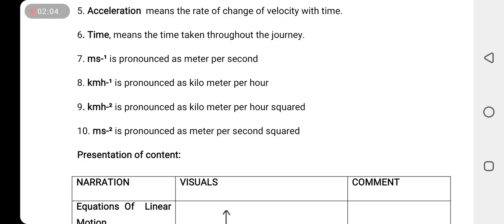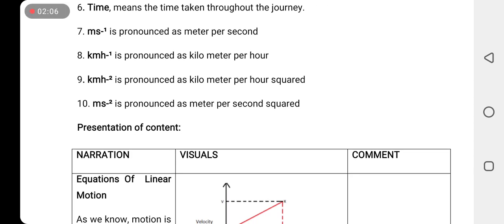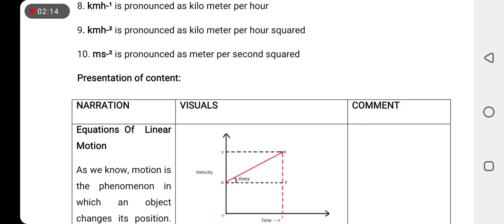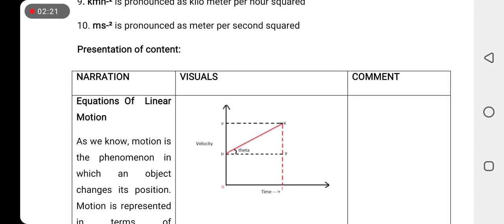7. m/s is pronounced as meter per second. 8. km/h is pronounced as kilometer per hour. 9. km/h² is pronounced as kilometer per hour squared. 10. m/s² is pronounced as meter per second squared.